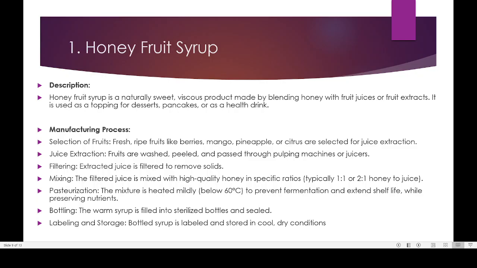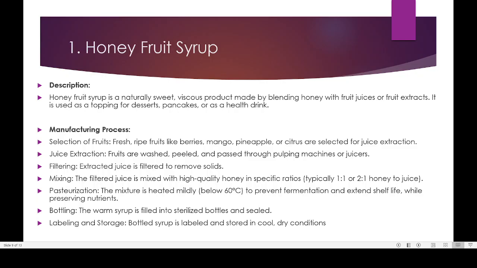The only difference is that in this honey fruit syrup we mix it with some fruit juices or fruit extract. Then it is used as a topping, for example on ice cream, dessert, or pancake. We take ice cream and put a little honey syrup over it. So that is known as honey fruit syrup, and those are its purposes.